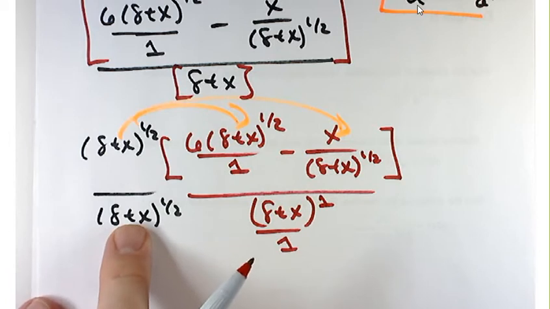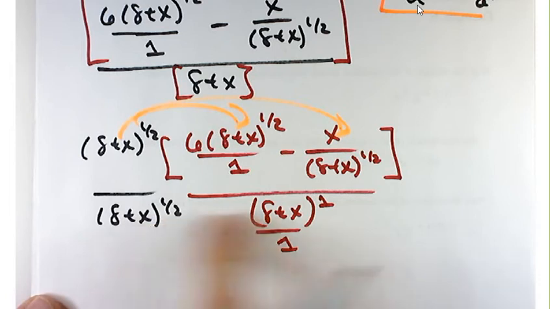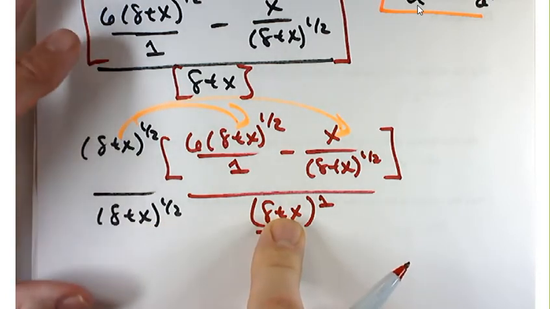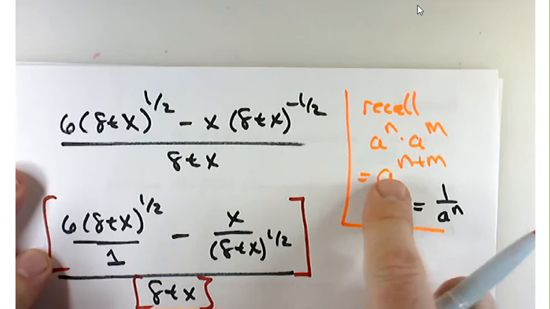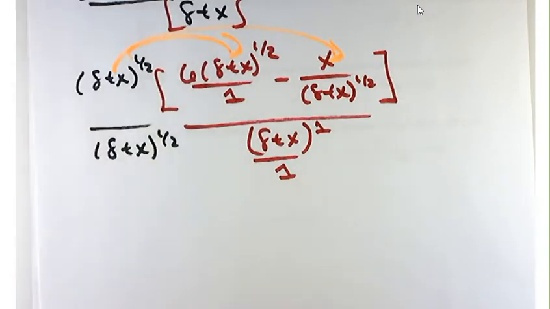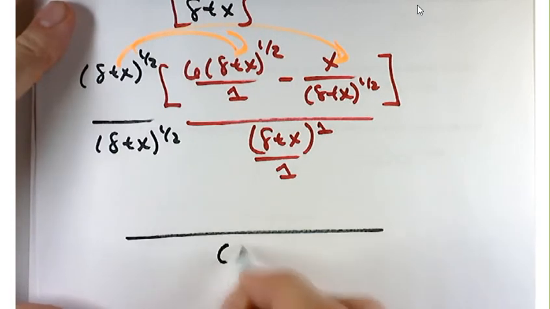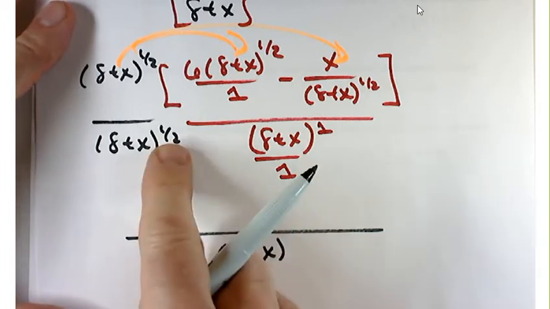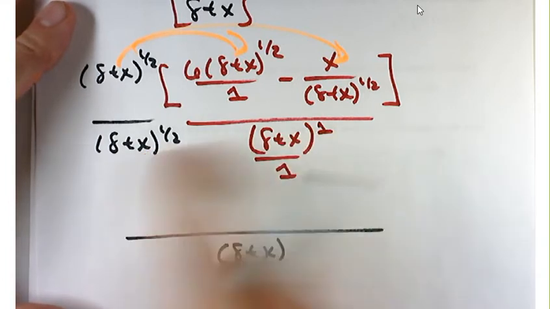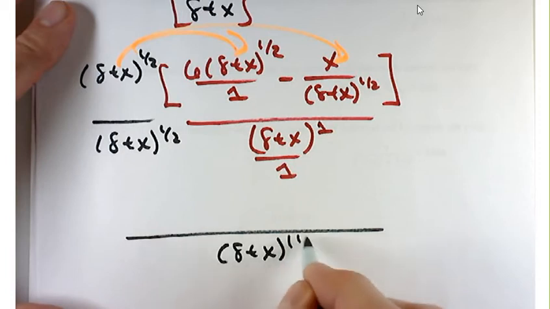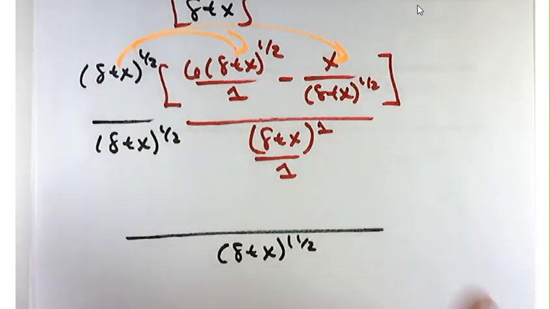In the denominator, these things have the same base. It's (8 plus x) to the 1/2 power times (8 plus x) to the first power. When you multiply things with the same base, their exponents add. So in the denominator, I'll get (8 plus x) to the 1 and a half power. 1 plus 1/2, 1 1/2. All right, good. So we're done with the denominator. You don't have to worry about it anymore.